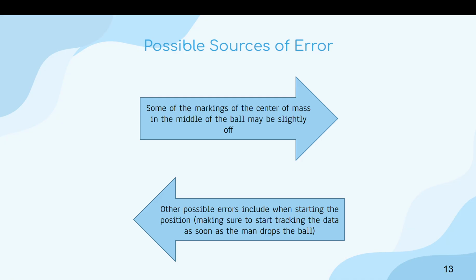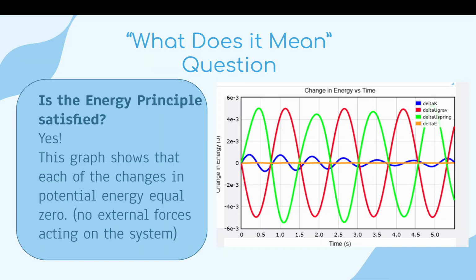Now, some possible sources of error. There's always human error. I may have not made the center of mass perfectly in the middle. And also, other errors include when starting the position, maybe I was off in making sure to start tracking the data as soon as the man drops the ball.